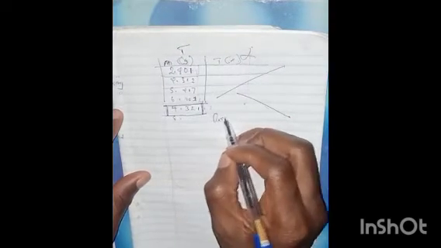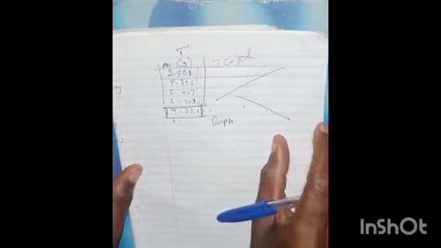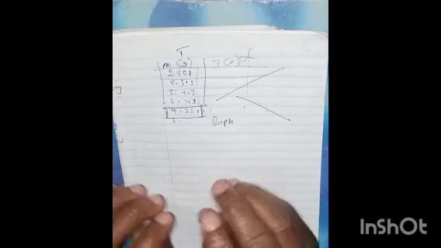Then the last section of this video is the graph. This is the baba of them all. The graph will even give you marks. The graph can make you escape the general C.